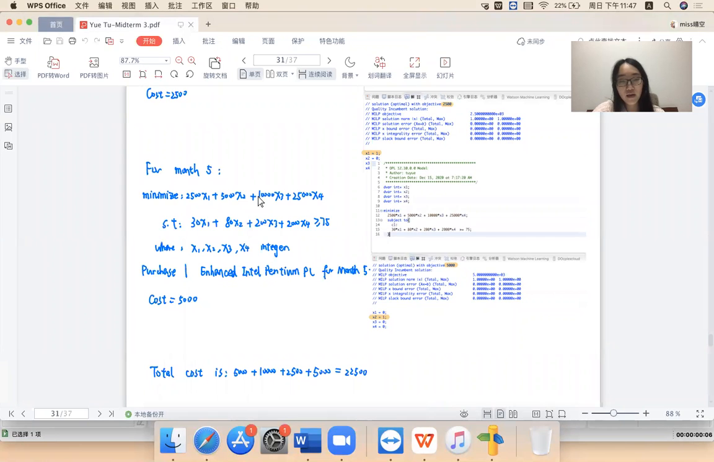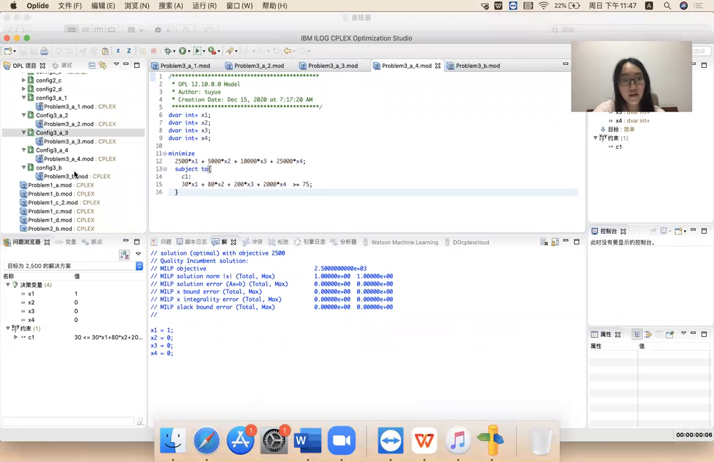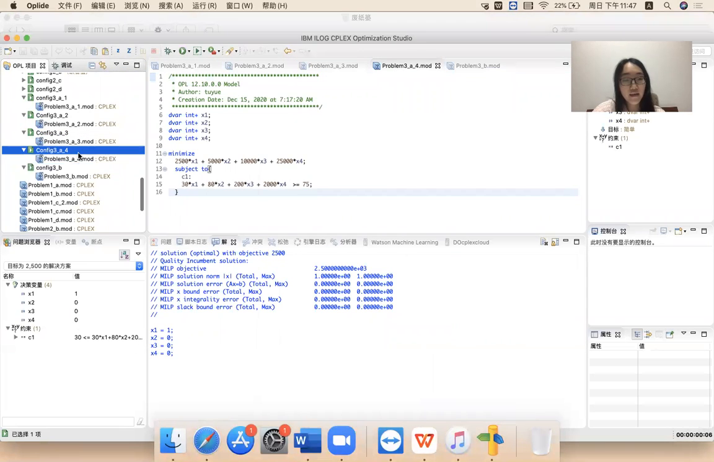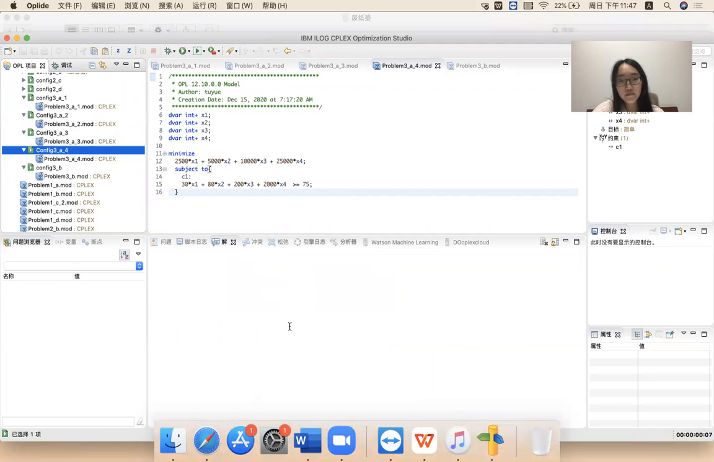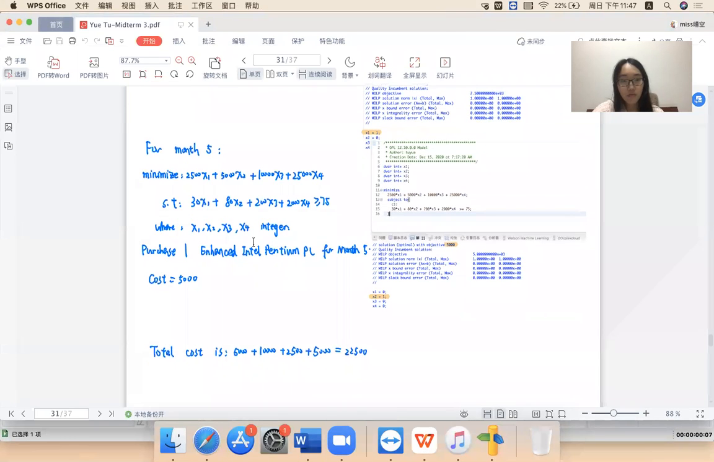The objective function is like this, and these are the constraints. This is the code. Yes. And I run the code. This is the answer. So we should purchase one enhanced PC for month 5, and the cost is 5,000.